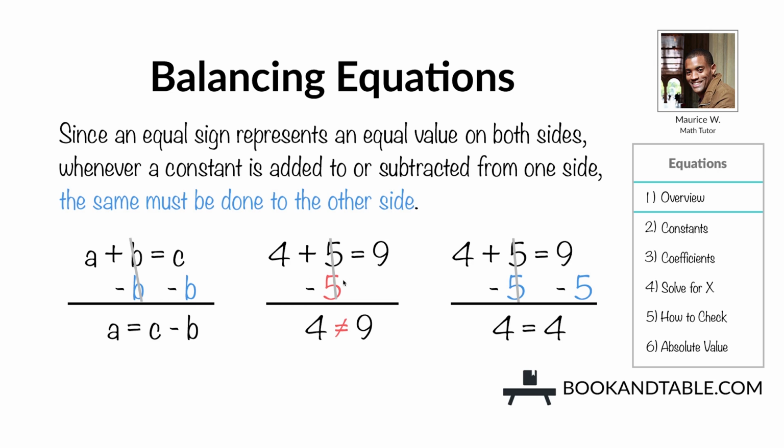If we do not keep the equation balanced, here's what happens. Let's say we have 4 plus 5, we know that that equals 9. Well, if we want to isolate 4, we would subtract 5. But if we only do that from the left side, we wind up with 4 is equal to 9, and that is not true. But if we subtract 5 from the right side as well, we do end up with a true statement, which is 4 is equal to 4.